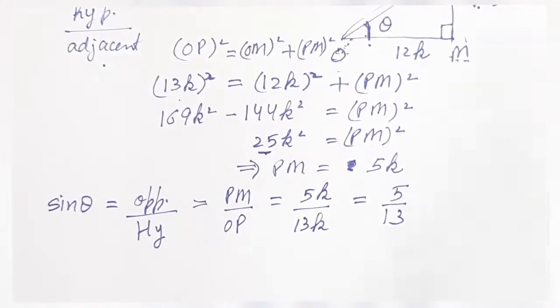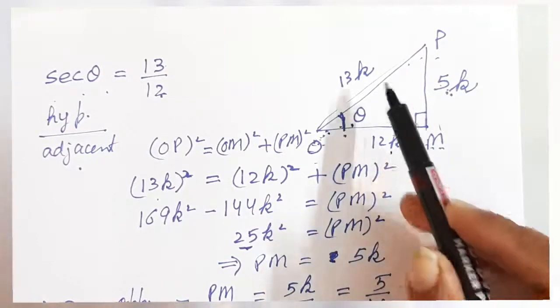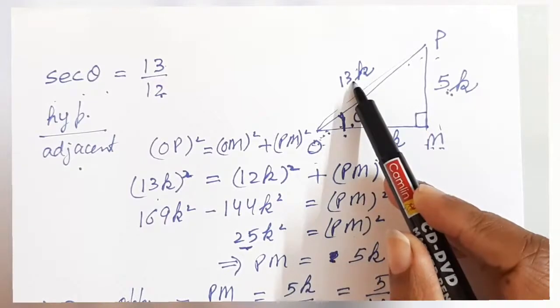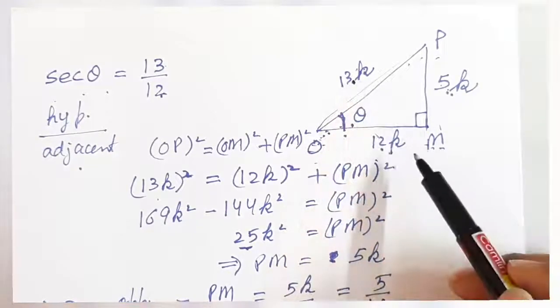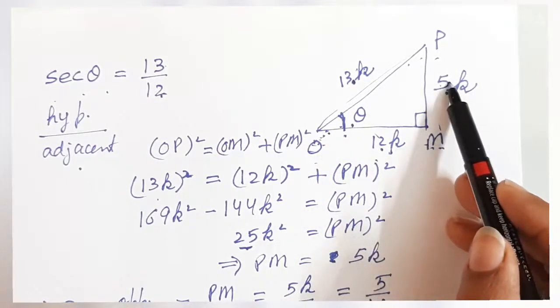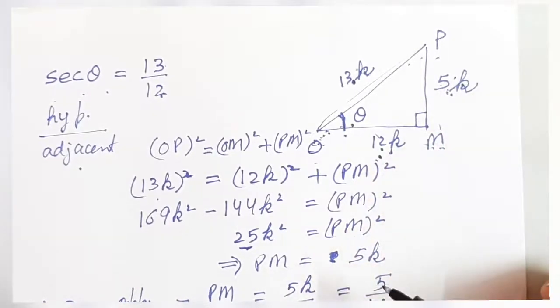Similarly, now look into the diagram again. What we have, cos theta. Now cos theta is adjacent upon hypotenuse. So that will be 12 upon 13. Clear? Similarly, tangent theta is opposite upon adjacent. So that will be 5 upon 12. Clear? And what is cot theta then? Cot theta will be 12 upon 5. I hope it is clear to everyone now.